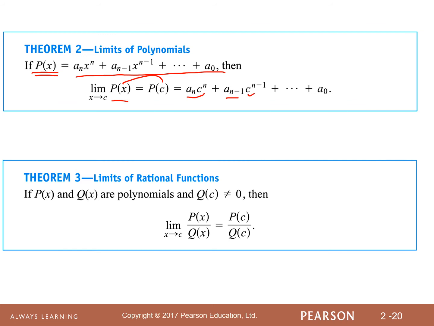Just plugging. Limit of a rational function. Okay? If p of x and q of x are polynomials, then q of c is not equal to 0, because all the time, anytime you have a denominator, you don't want the denominator to be equal to 0, right? That's why this condition is very important. So limit as x goes to c of p of x divided by q of x is equal to p of c divided by q of c, given that q of c is not equal to 0. This is important.